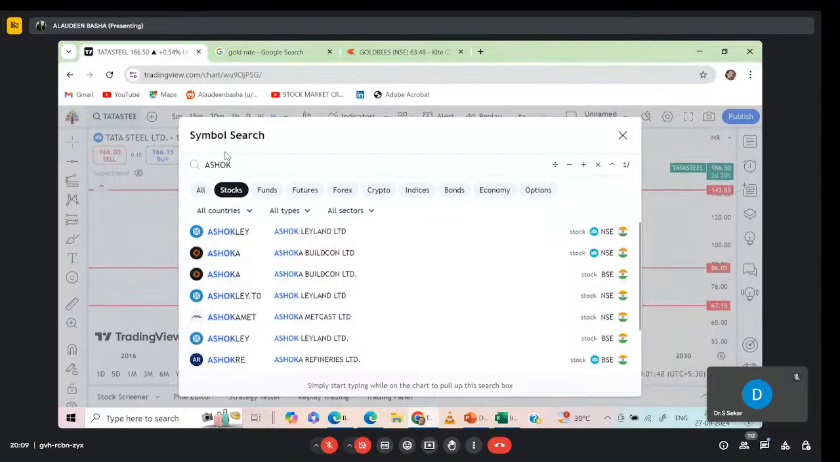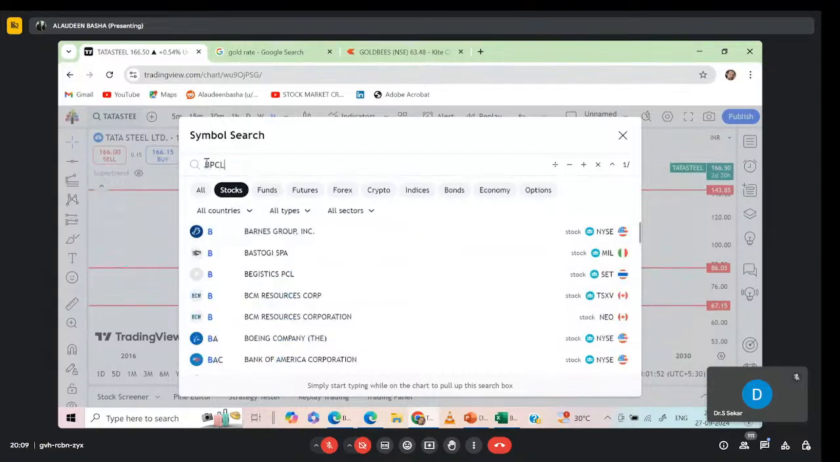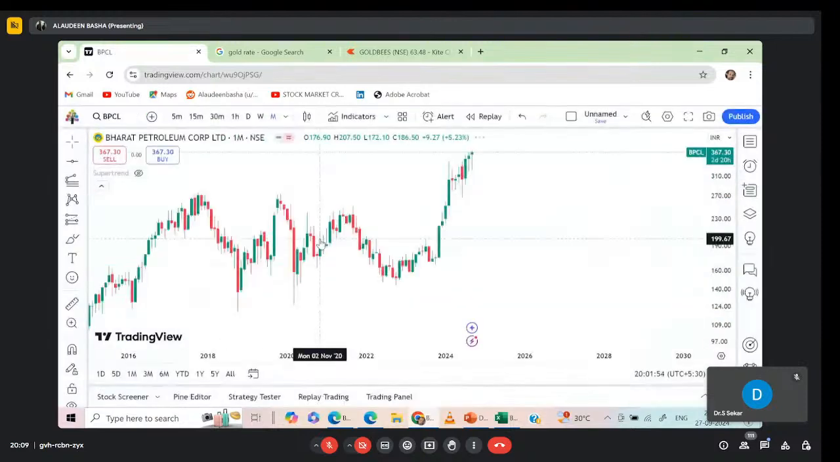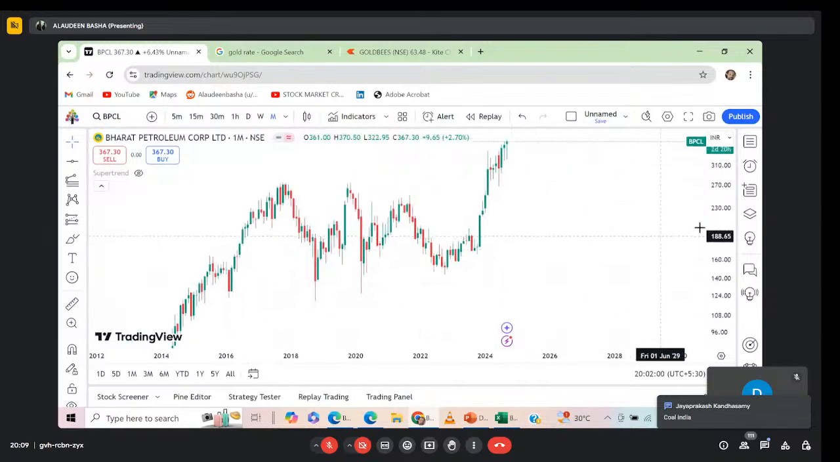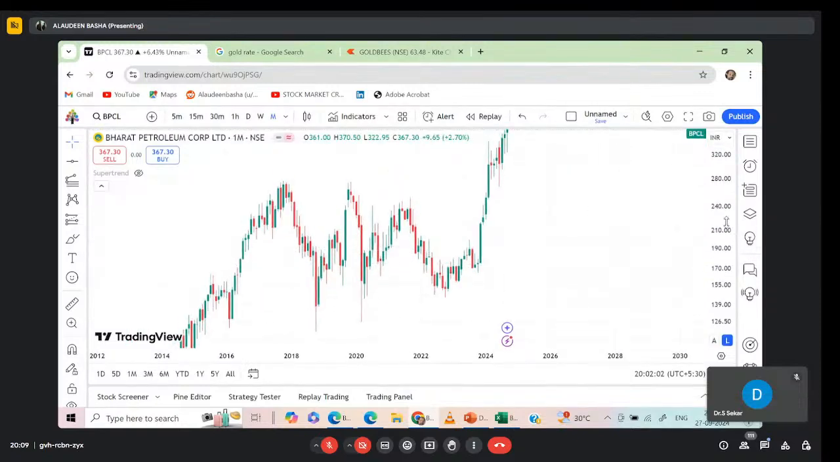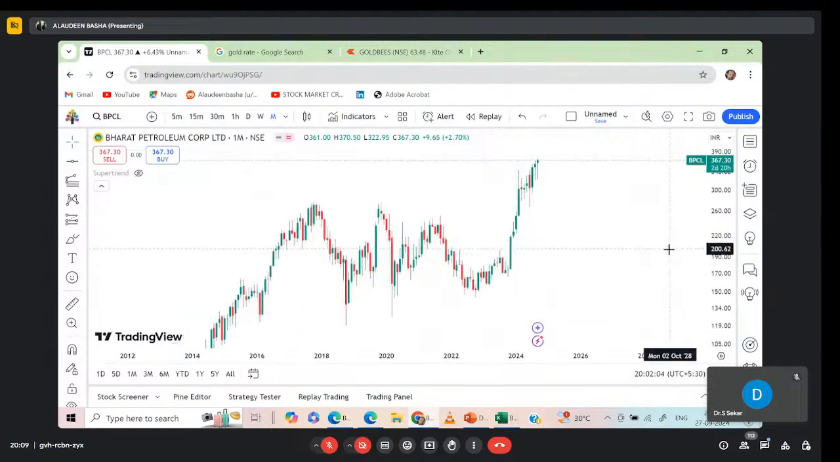Ashok Leyland. BPCL, sir. Volkswagen Group. BPCL is one of the very good picks for dividend. Okay, anyone can say what is happening in BPCL? Sir, they have a great future. They are investing and expanding their businesses in LPG and liquefied petroleum gas.